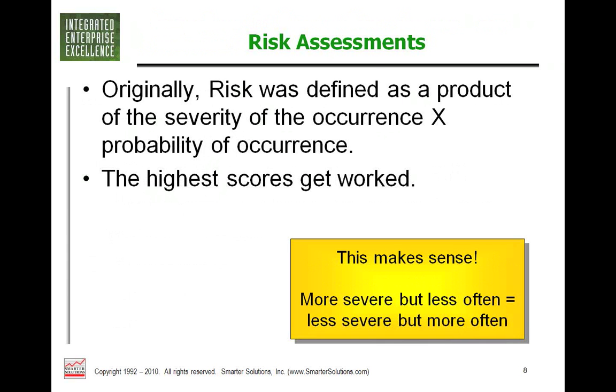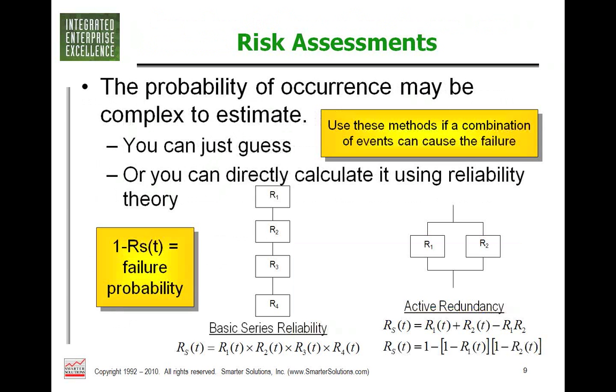When we think about risk, it's basically defined as the product of the severity of an occurrence times the probability of occurrence. So the highest scores are something that we really want to work on. If we have something that's really severe but doesn't happen very often, that's something that's important to us, and that could be somewhat equal to something that's less severe but happens an awful lot of times. So we're making this balance when we're making decisions using the risk assessment.